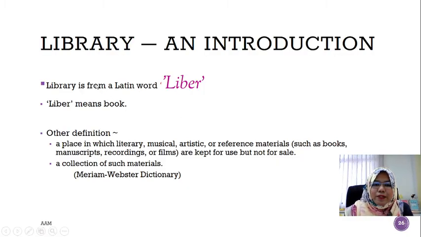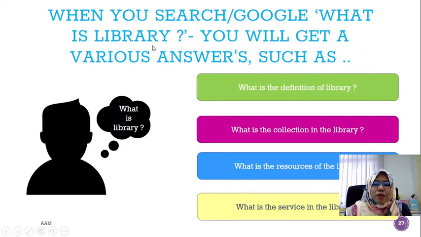So library comes from the word liber. Liber means book. Another definition is a place in which literary, musical, artistic, or reference works such as books, manuscripts, records, or films are kept for use but not for sale. Until now, libraries do not sell their collection. A collection of such materials, Merriam-Webster Dictionary. When you search or Google what is library, you will get various answers such as the definition of the library, the collection of the library, the resources of the library, and the services in the library.